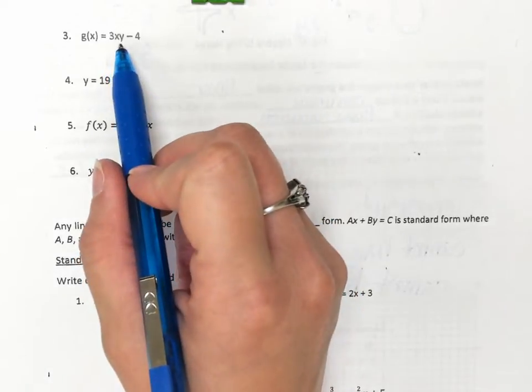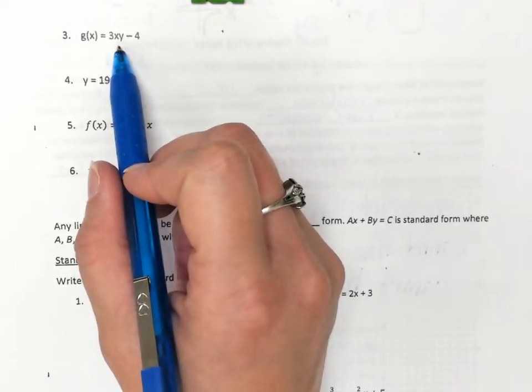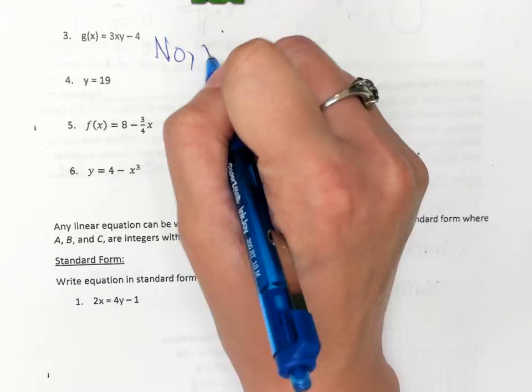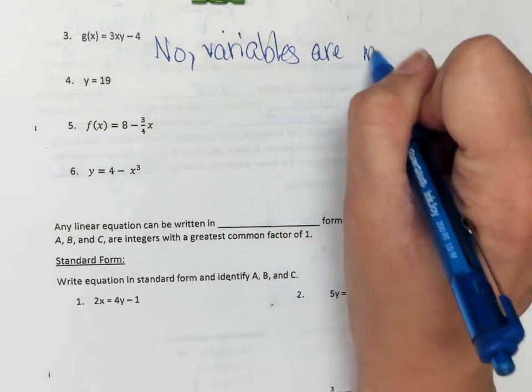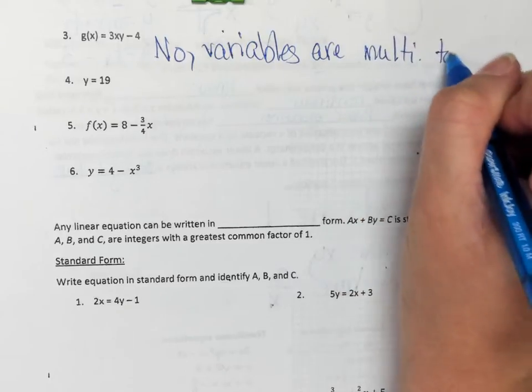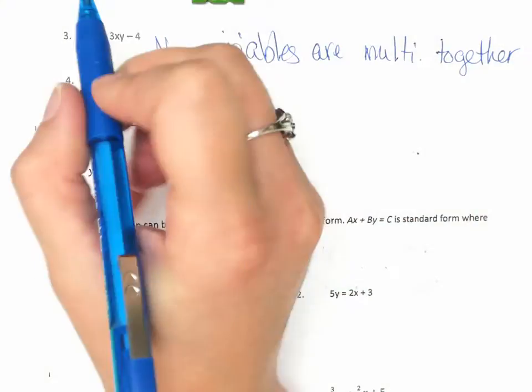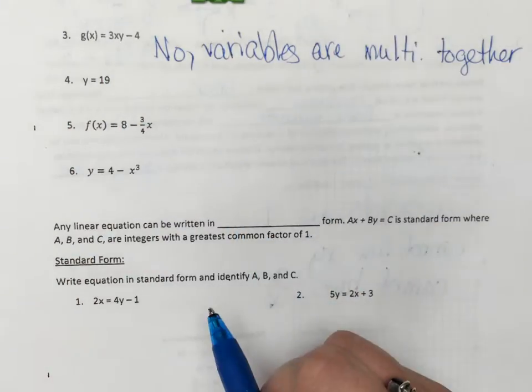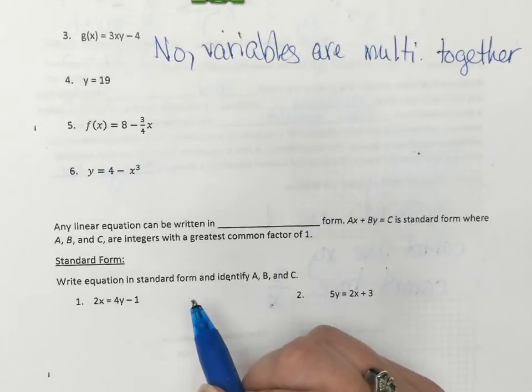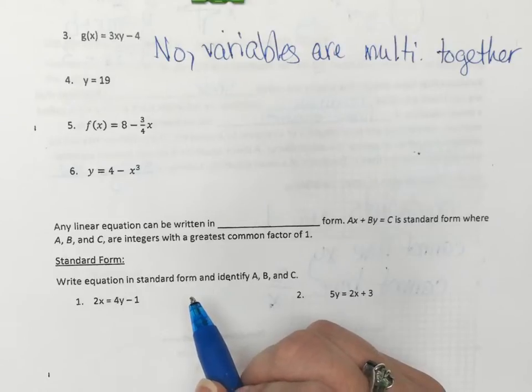All right, what about number 3? Yes or no? No. Why? Variables are multiplied together. So see the x times the y right here? That's what you can't have. Ooh, what about number 4? No addition or subtraction, okay.